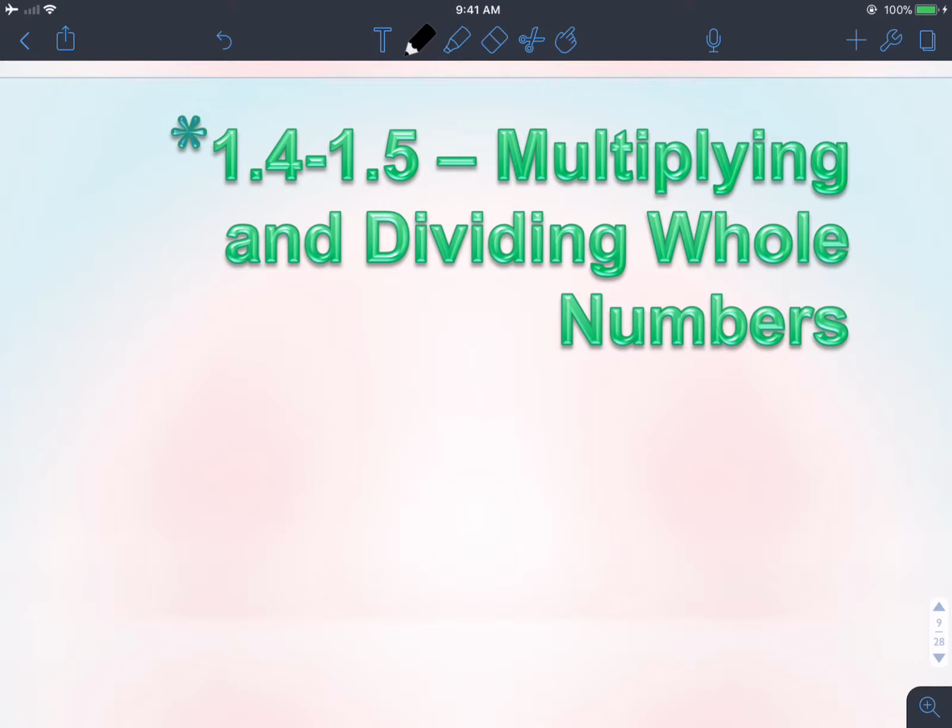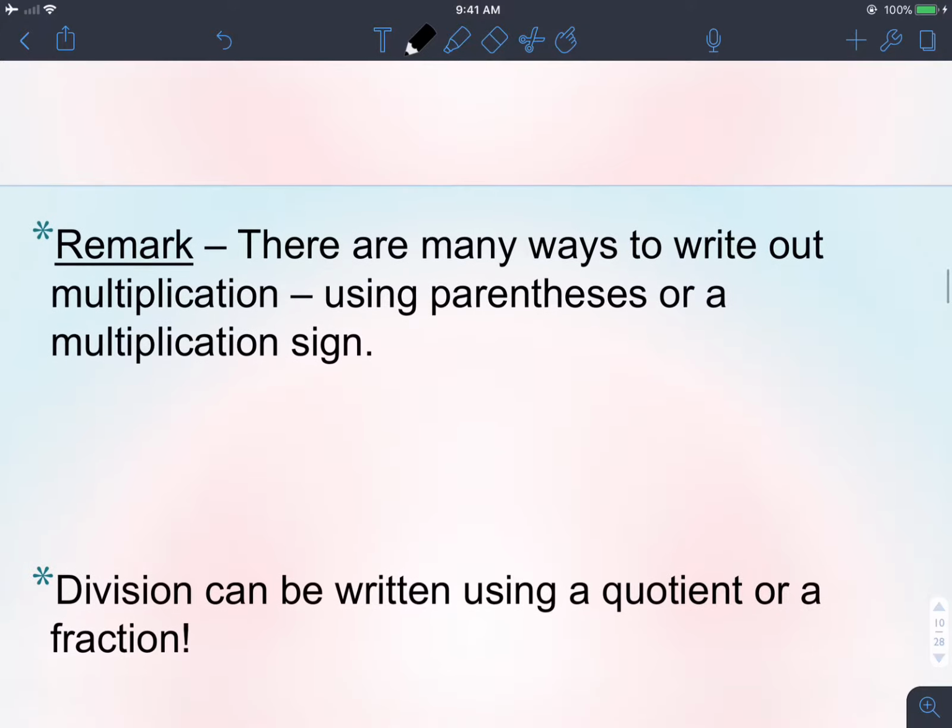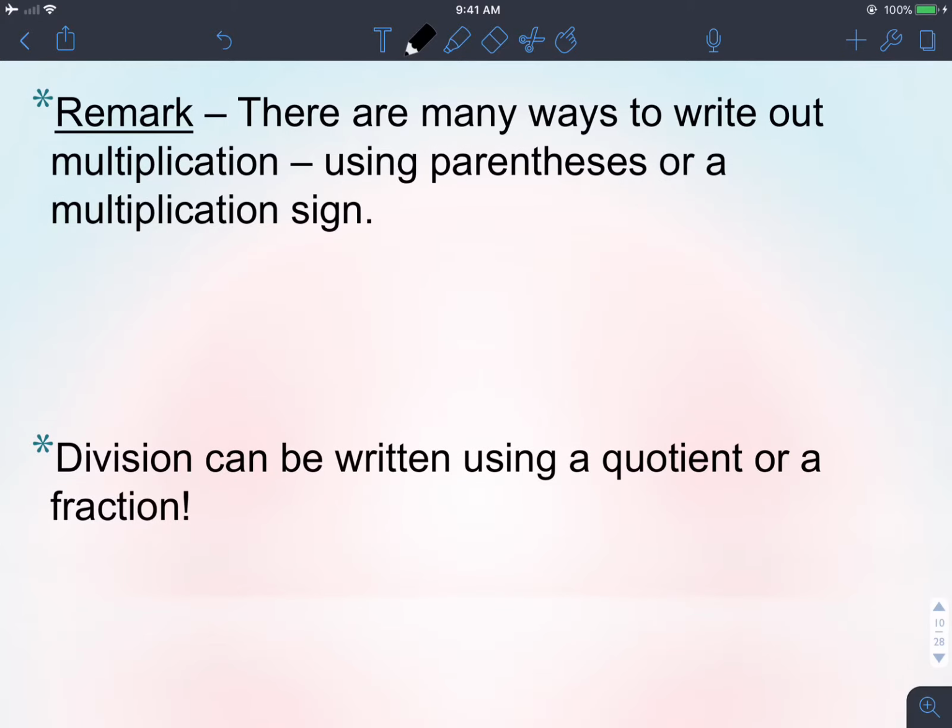Multiplying and dividing whole numbers, 1.4, 1.5. There are a few ways to write out multiplication. Let's see. Pick a number between 1 and 10. 7 and 8. Okay? I can write 7 times 8.